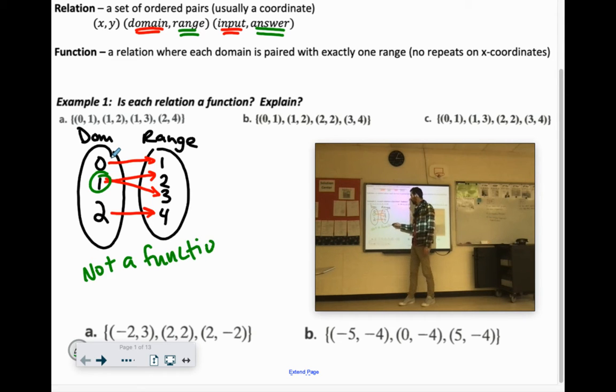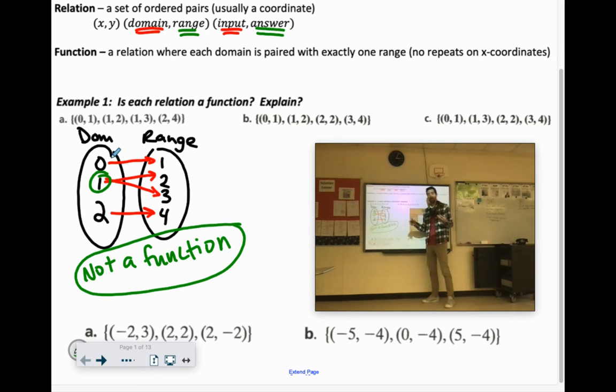So again, you can do it with the mapping diagram, but there's an easier way. Just look at the coordinates and see if any of the x values repeat. So look at B. Just look at the x values for now. 0, 1, 2, and 3. It doesn't even matter what the y coordinates are. They could all be the same, and that's fine. As long as all your x's are unique, it's a function. Yes, function.